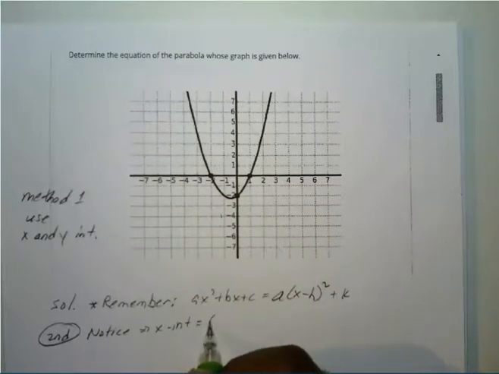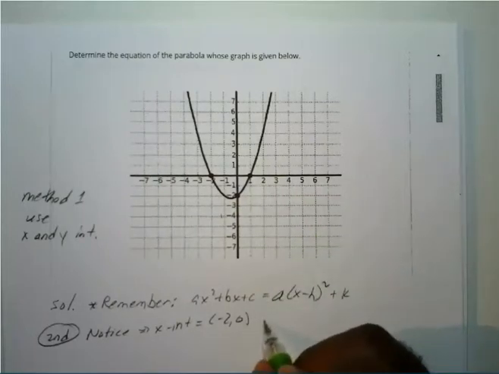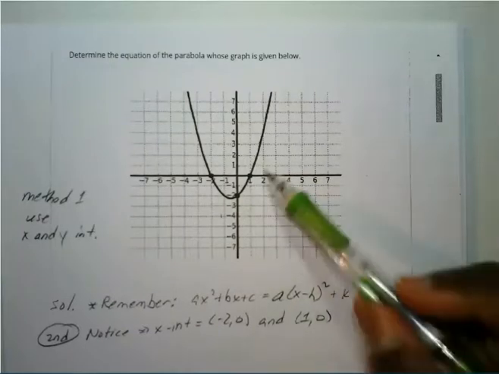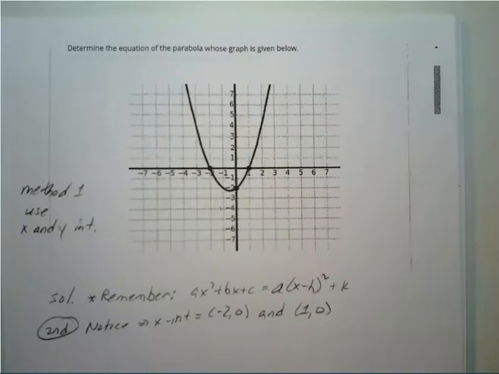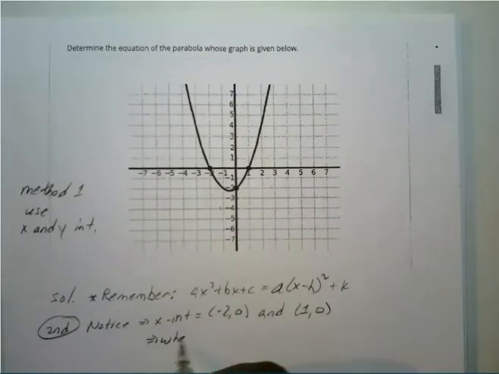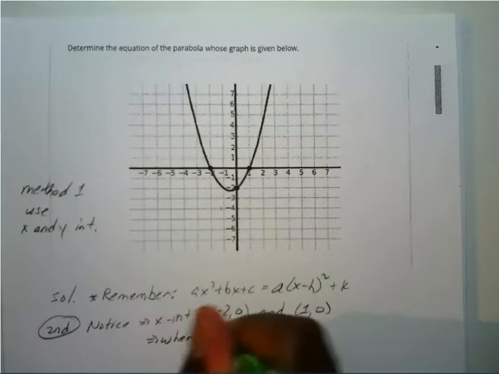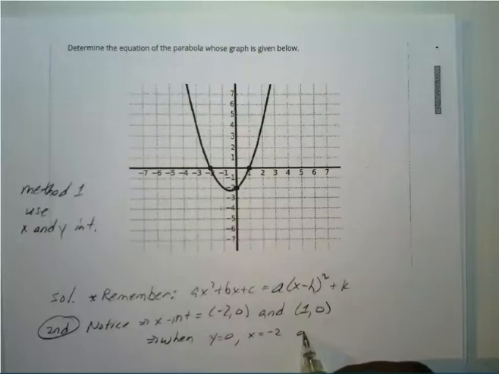The x-intercepts are equal to -2, 0 and 1, 0. So -2, 0 and 1, 0, those are your x-intercepts. In other words, when y equals 0, x equals -2 or x equals 1.